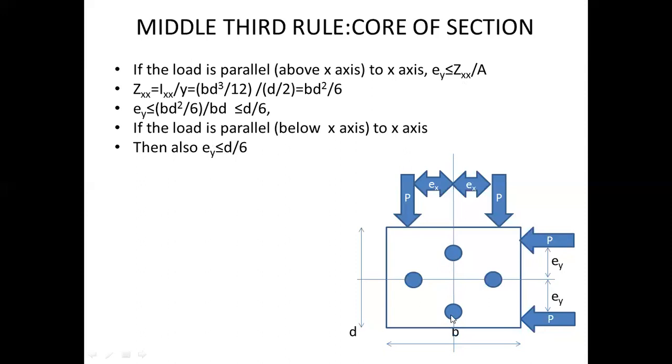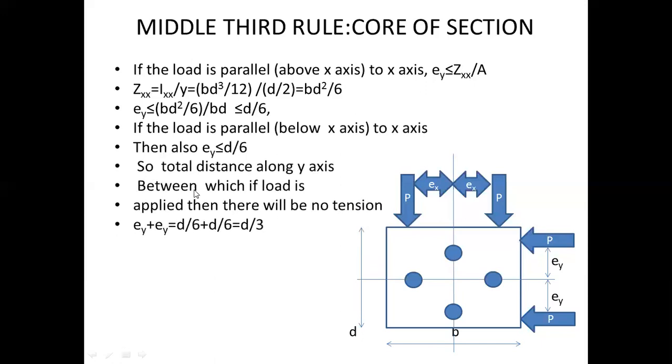One point is this, one point is this. So the distance between these 2 points is d upon 3. So total distance along y-axis between which if the load is applied, then there will be no tension, Ey plus Ey is equal to d upon 3. So I have got this core of a section.